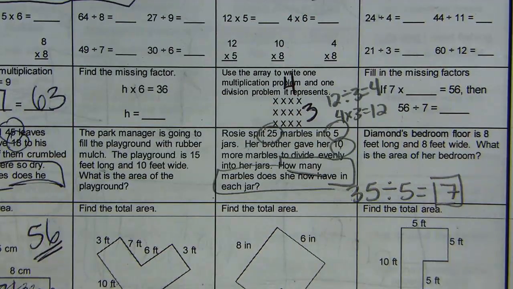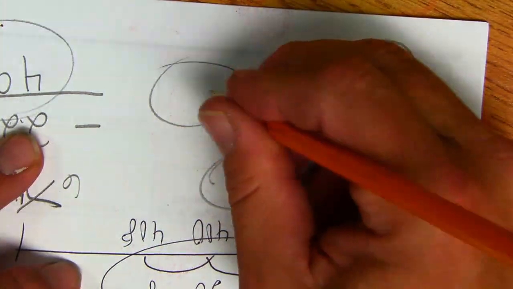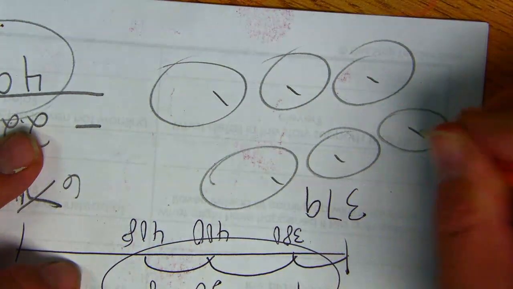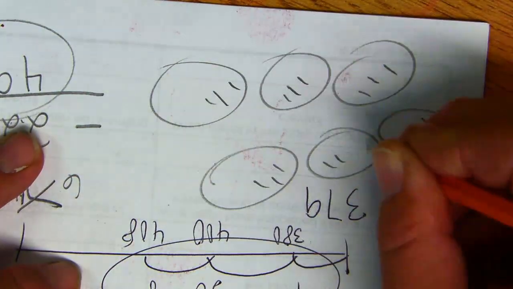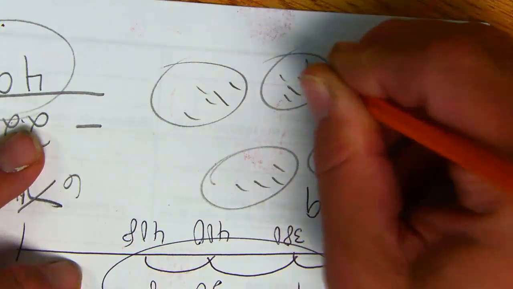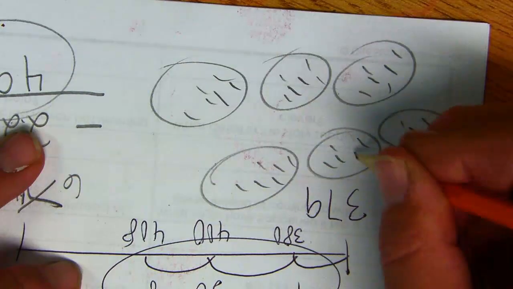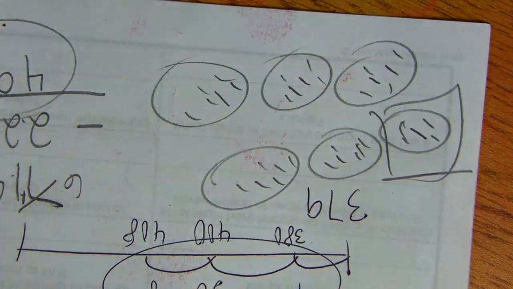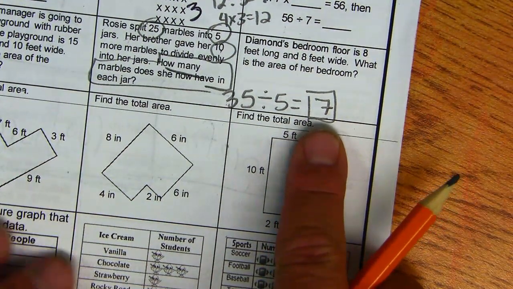If you don't know what times 5 is 35, then you've got to make 5 jars like that, and then you have to pass out the marbles. And then you count, boom. You're going to realize that each jar has 7 marbles in it.